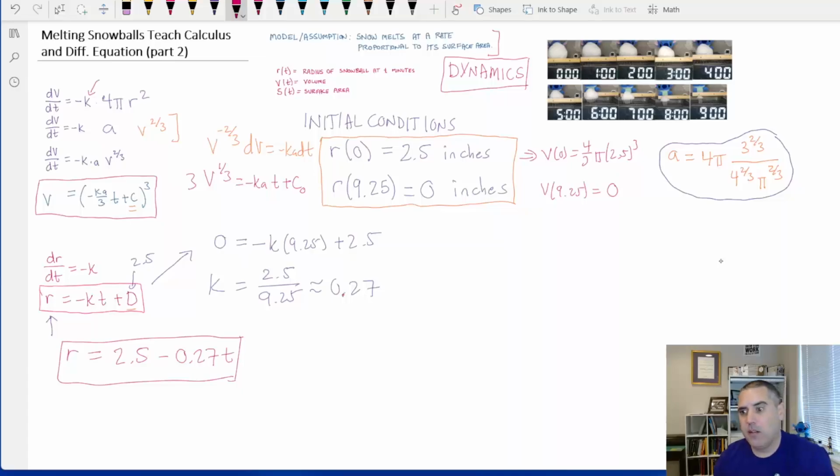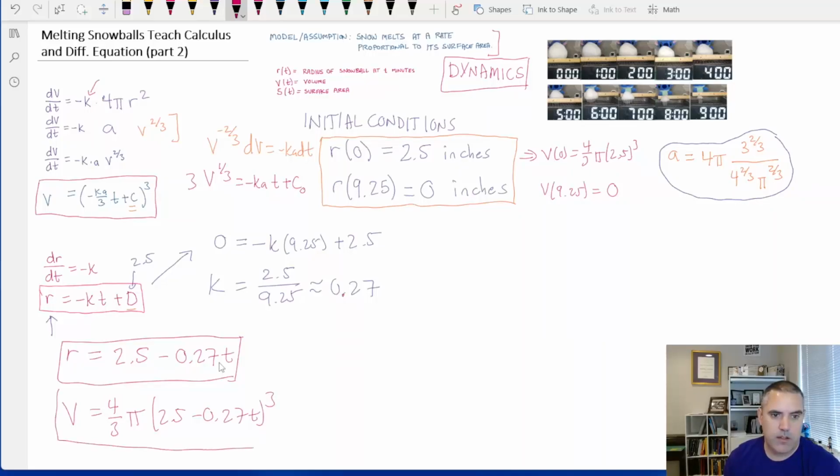And that's how I made my visuals, is I knew that. And then if I wanted the volume, rather than write it this way and compute that, I would just use the fact that it's 4/3 pi and then r cubed. This is a really accurate model for a melting snowball. We've effectively looked into the future here.